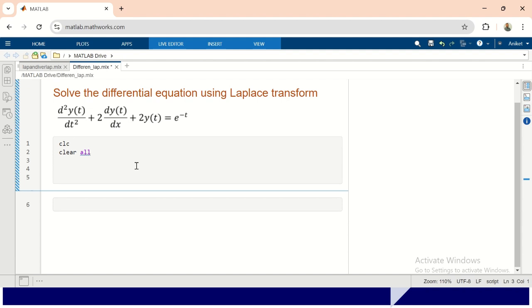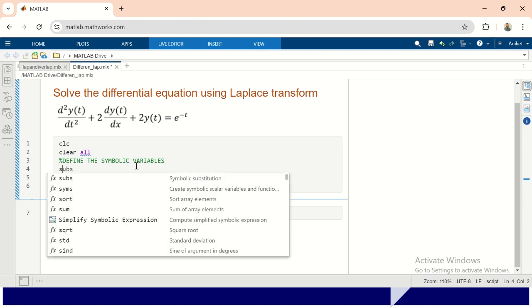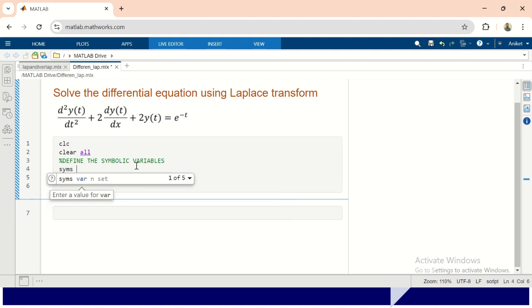Then we'll move forward to define the symbolic variables. syms is the keyword we have to type to define the symbolic variables. Then we'll define the first symbolic variable as y of t, then t and s.